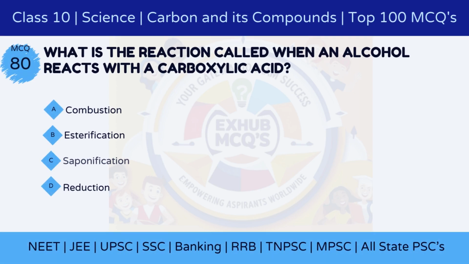MCQ 80. What is the reaction called when an alcohol reacts with a carboxylic acid? Option A, combustion. Option B, esterification. Option C, saponification. Option D, reduction.